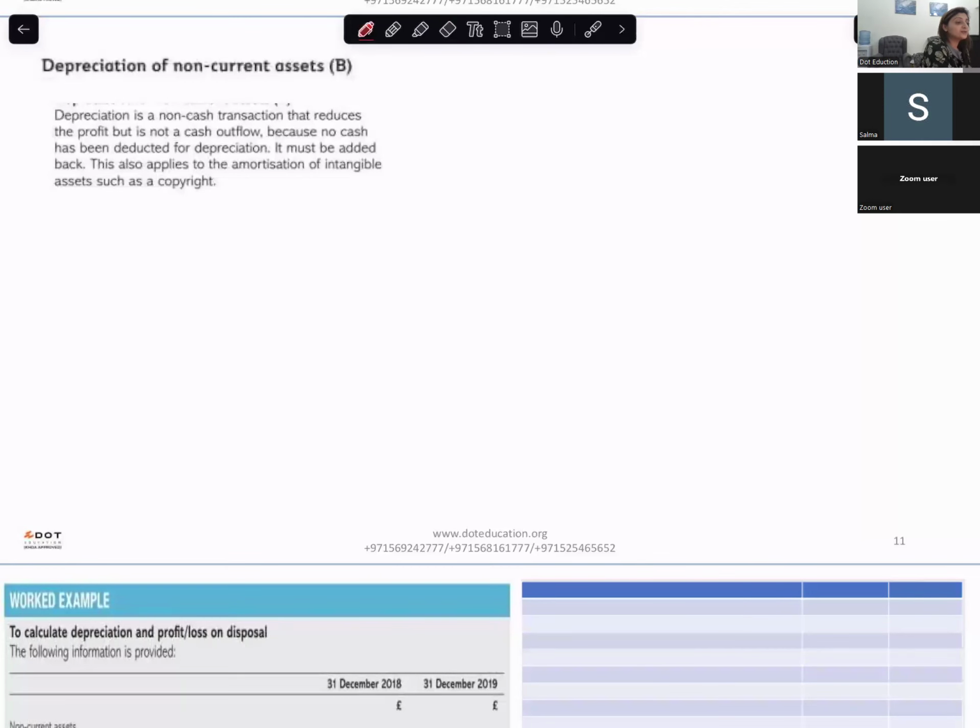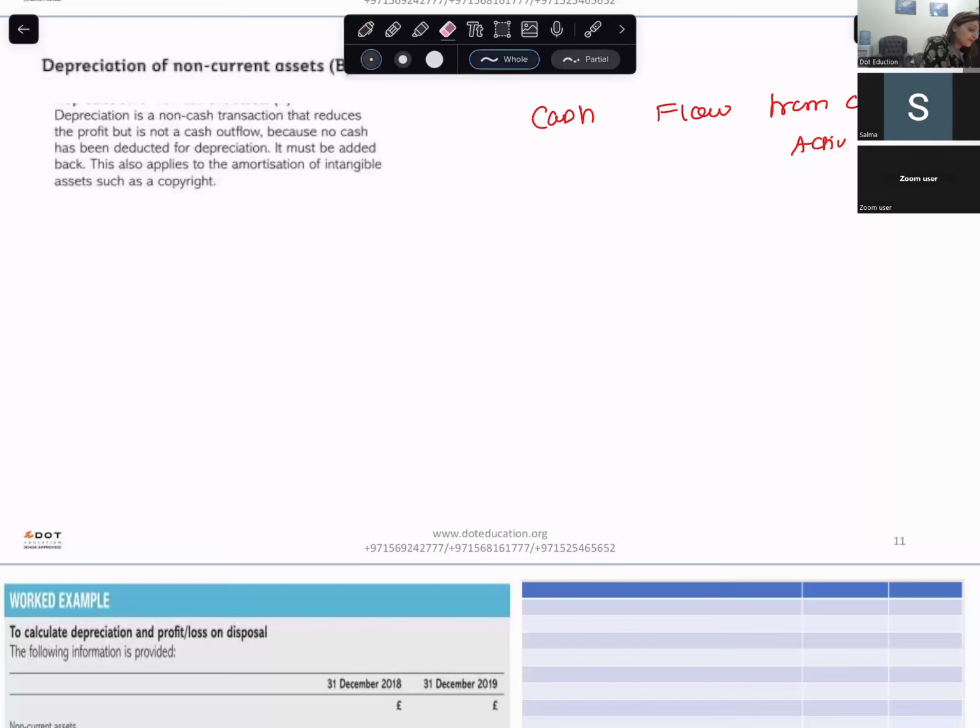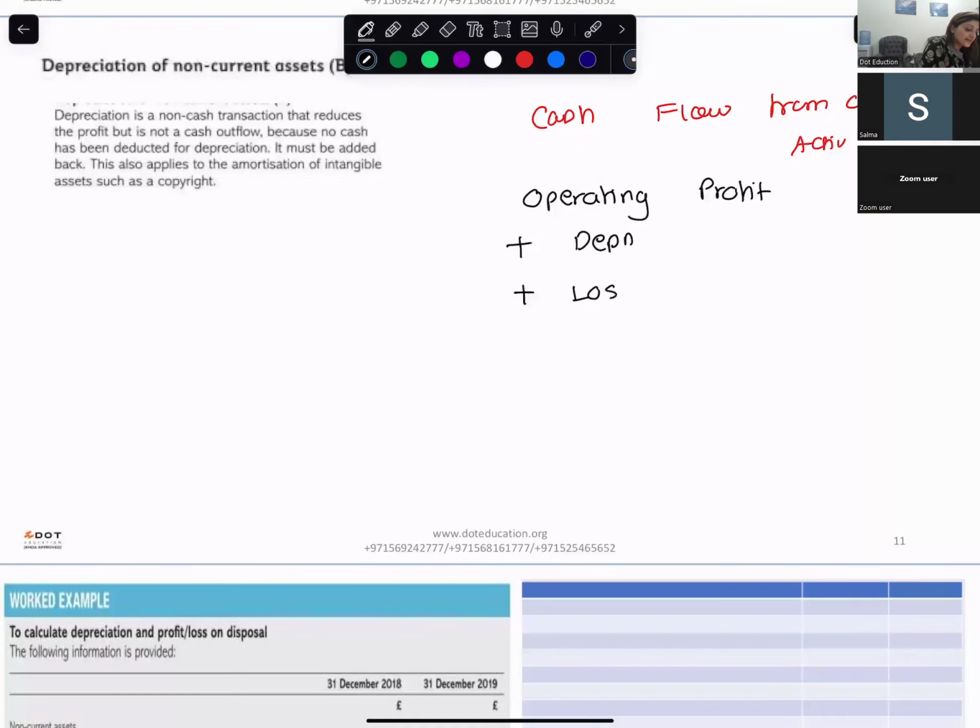Your first thing is that you will find your cash flow from operating activities, right? When you have your cash flow from operating activities, your starting point will be your operating profit. In your operating profit, what will you do? You will add your non-operating expenses. You will add your depreciation on the assets, and you will add the loss on sale of asset.